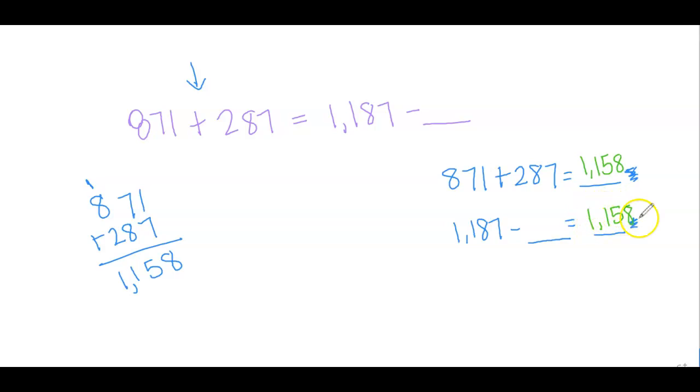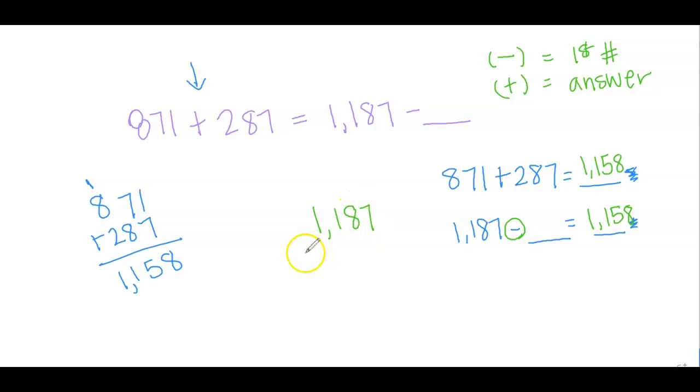So we have 1,158 here. So now we have to figure this out, part whole. Subtraction is the first number. Addition is the answer. So this equation is subtraction, so that means it's going to be the first number. So this is our whole number. Our part is 1,158.